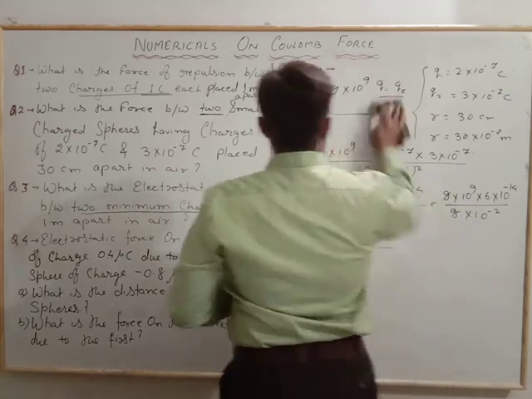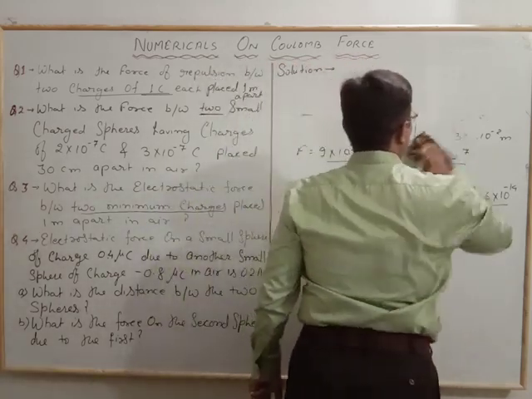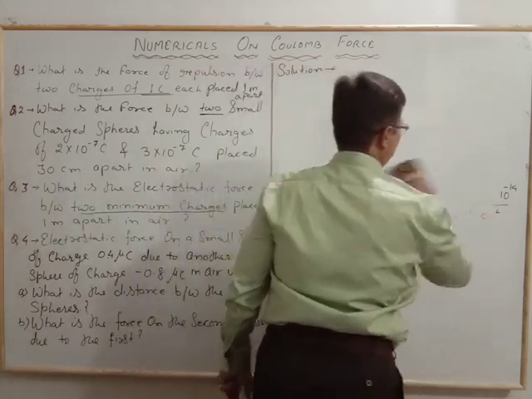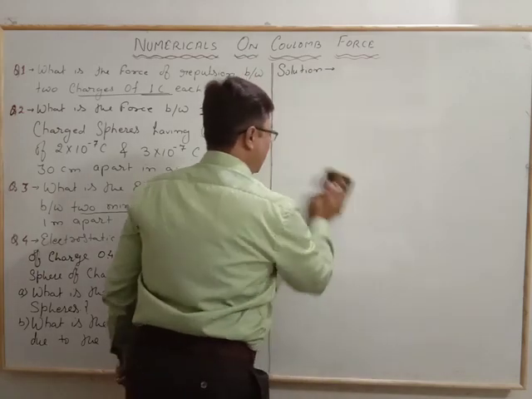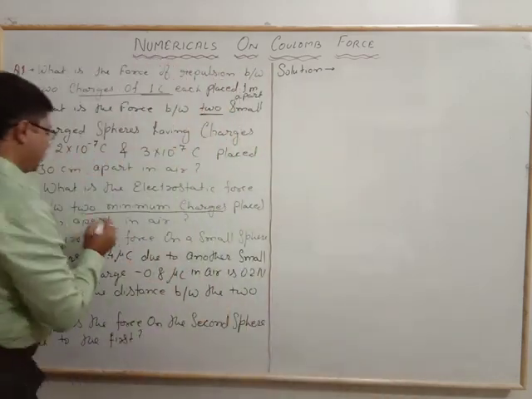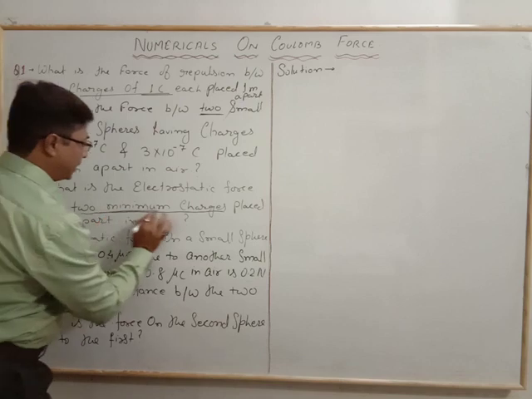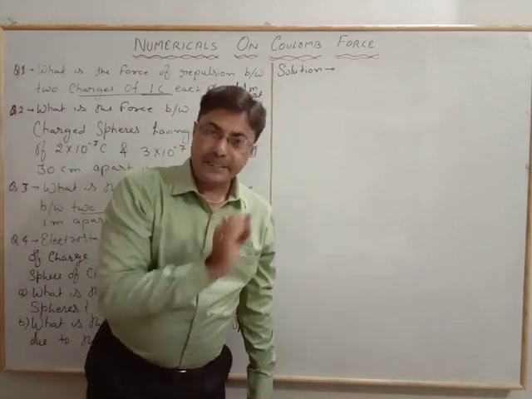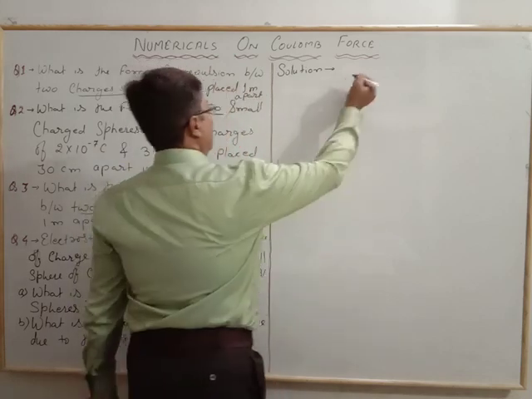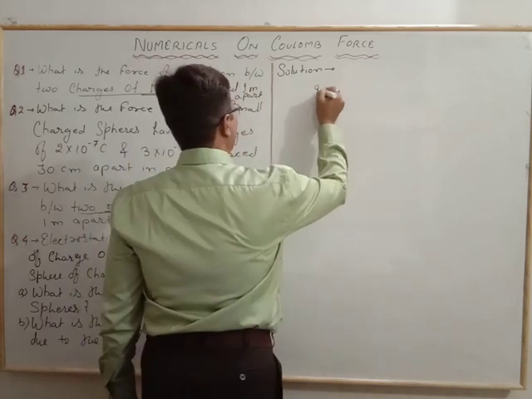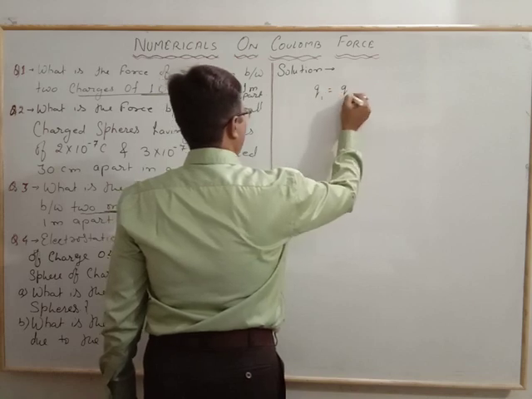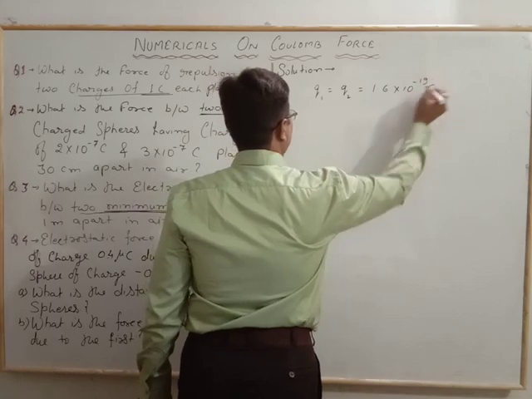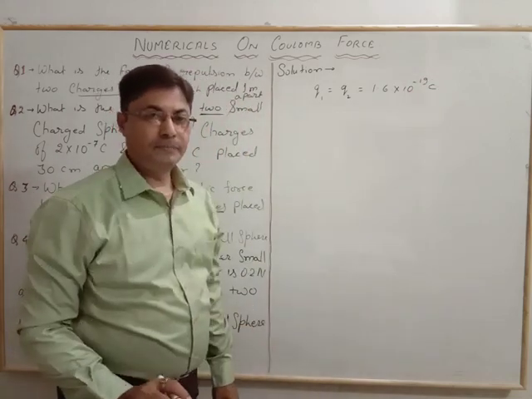That is the charge of an electron, the value is 1.6 × 10^-19 coulomb. Minimum charges. The word is given: the two minimum charges. Minimum means the basic value of charge. Q1 and Q2 are both equal to 1.6 × 10^-19 coulomb. This is the minimum value of the charge.